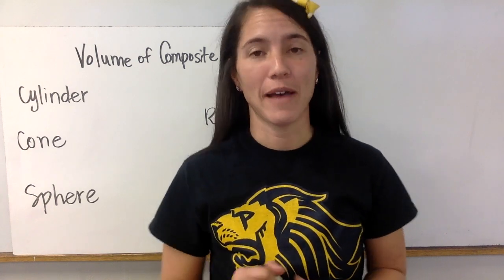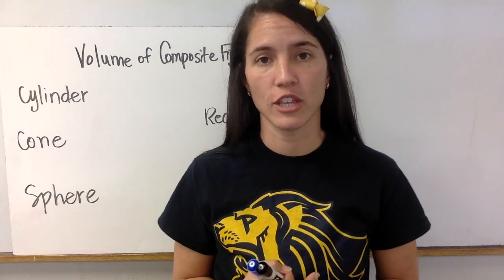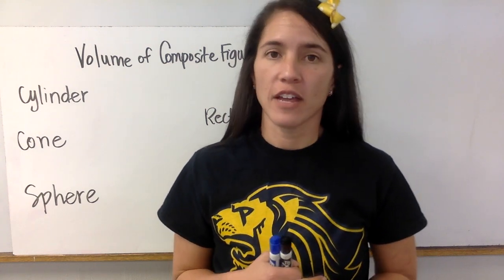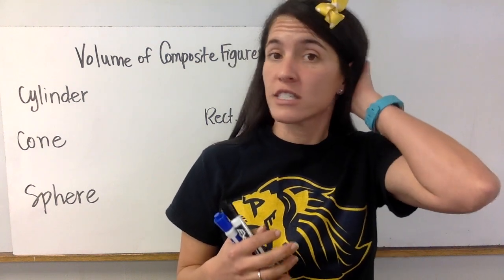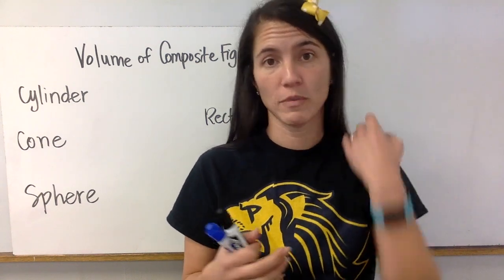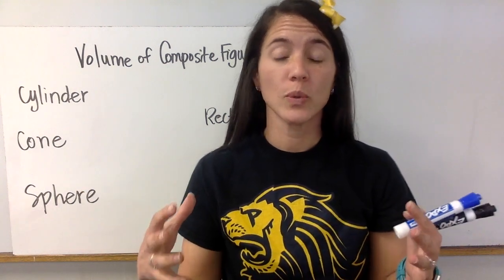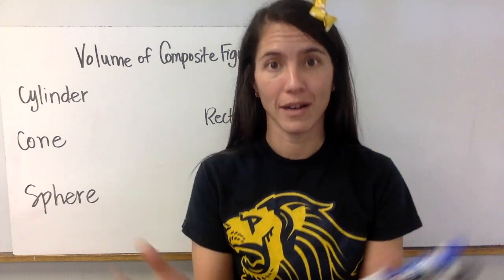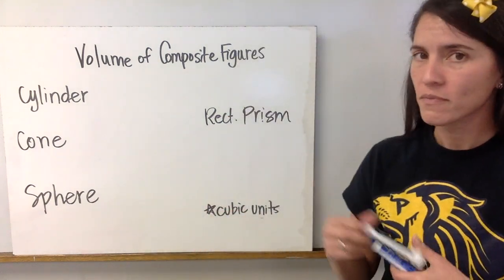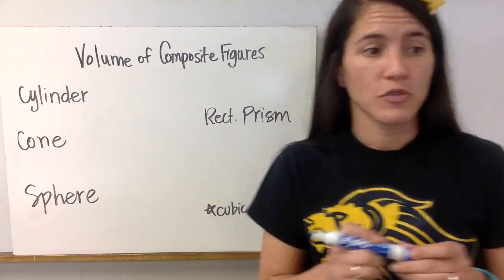Today's lesson is about volume of composite figures. We've talked about volume of different three-dimensional solids. So today we're going to combine a few of the figures, the solids, into a shape and then find the volume of that composite figure. When I say composite figure, I mean two or more shapes that are put together to form one composite figure, composite shape. So let's just review our volume formulas real quick.